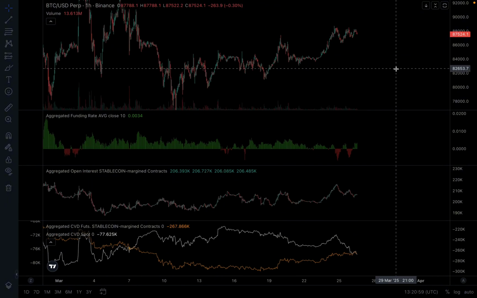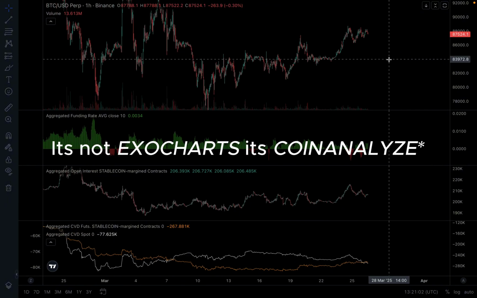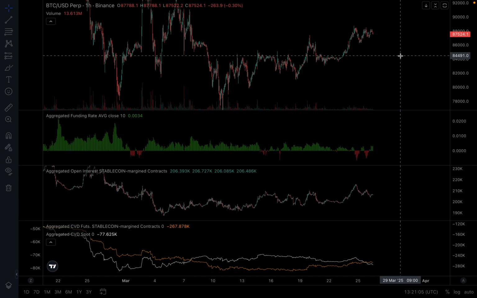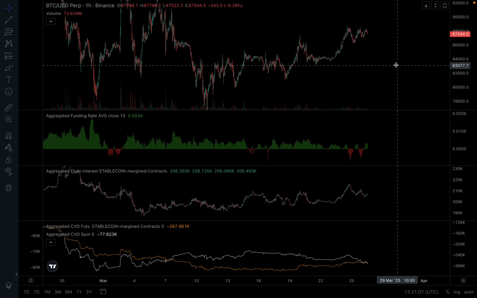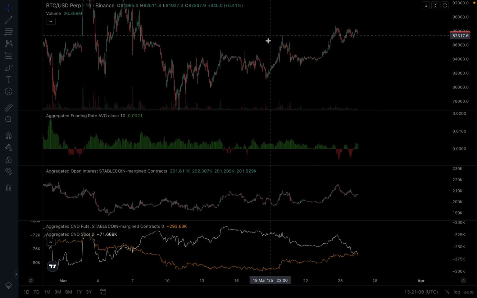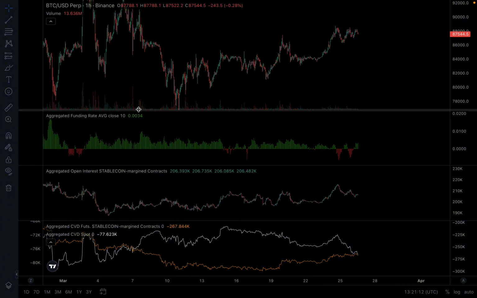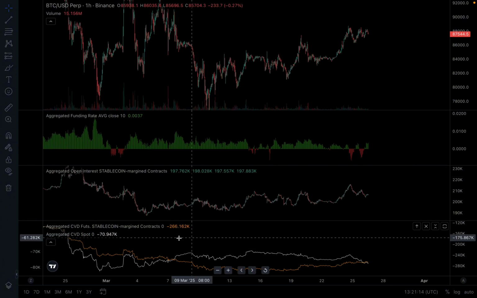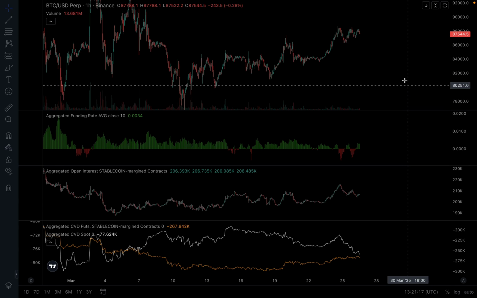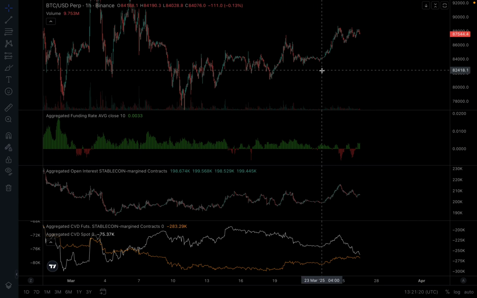Now let's get into the data. For this data I use ExoCharts. I also have other platforms like Velo and stuff, but I really like ExoCharts, so this is why I'm using it. You can find it and then you can add the template. Basically all I use is the open interest and the CVDs. So let me quickly explain to you what the differences between those are.